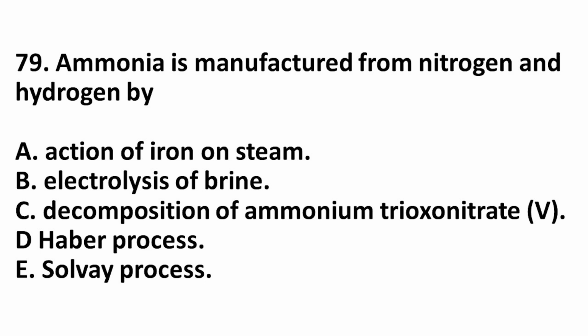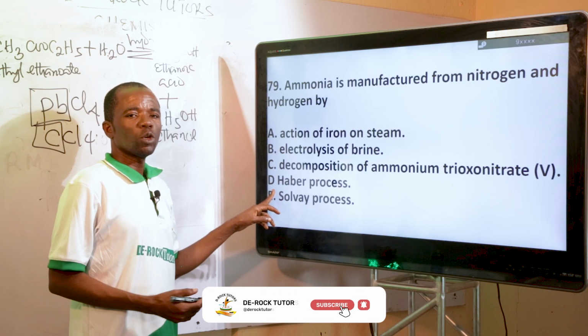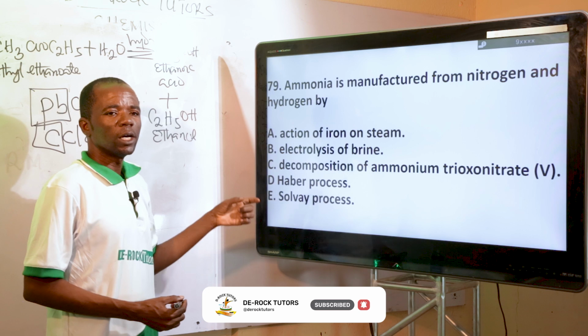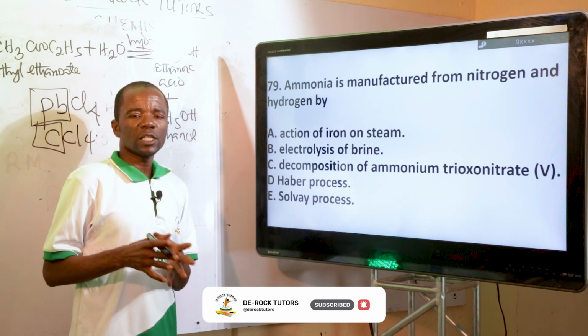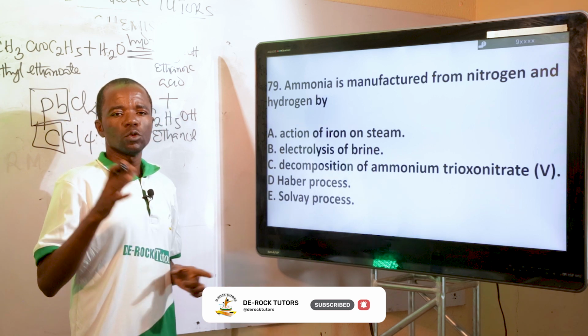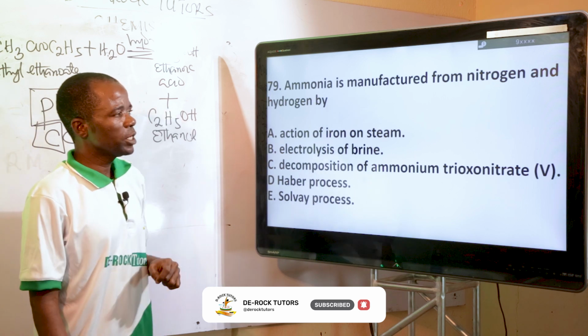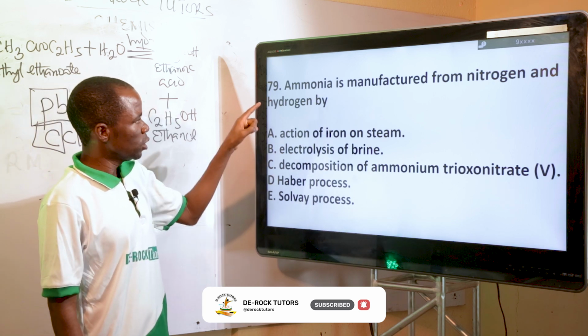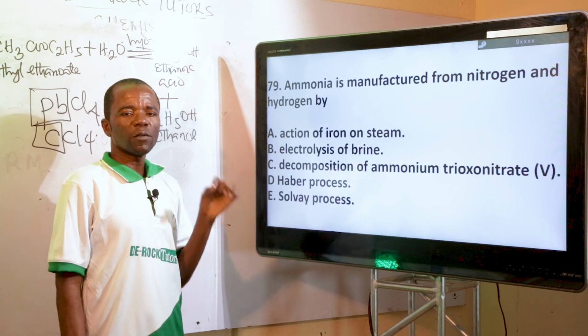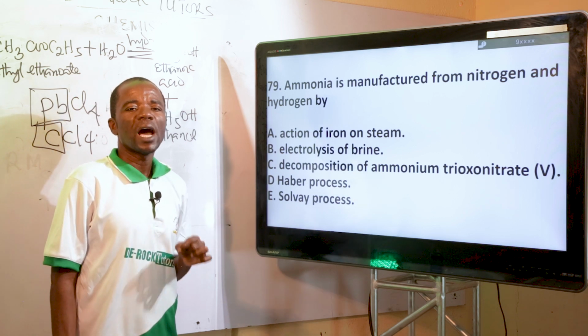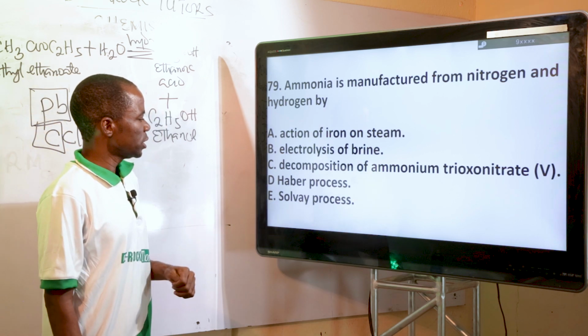Number 79. Ammonia is manufactured from nitrogen and hydrogen by, the correct answer here is Haber process. Haber process is an industrial preparation of ammonia when nitrogen reacts with hydrogen in ratio 1:3. The catalyst needed for the Haber process for the preparation of ammonia here is finely divided iron. So the correct answer here is Haber process.